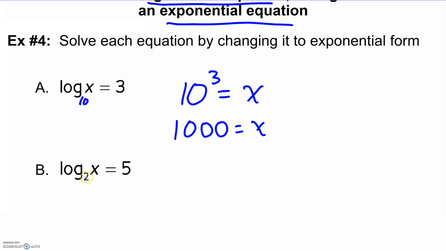In this second one, change it to an exponential. This one has a base of 2, and the exponent is 5. So 2 to the fifth equals x.